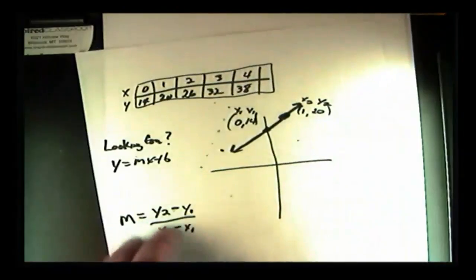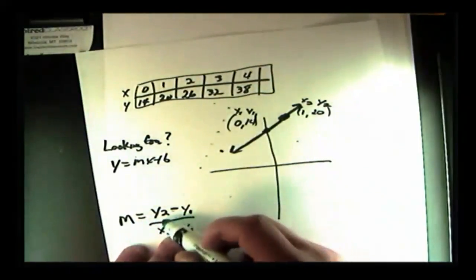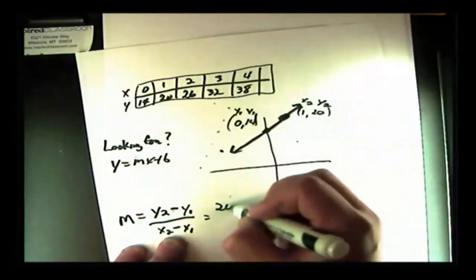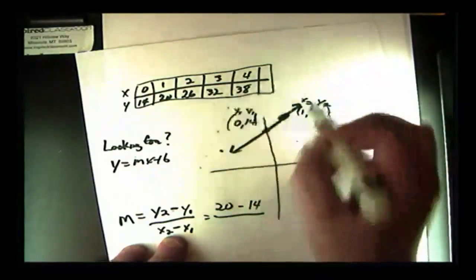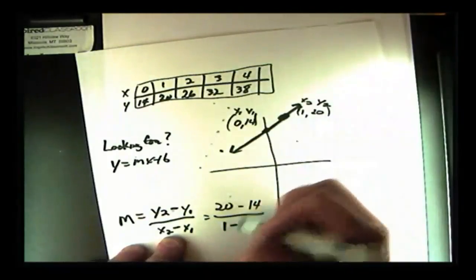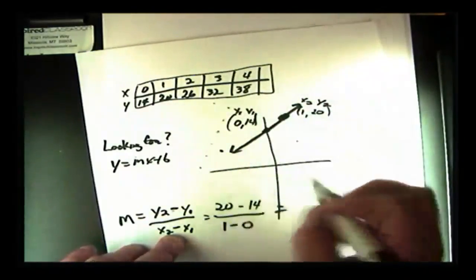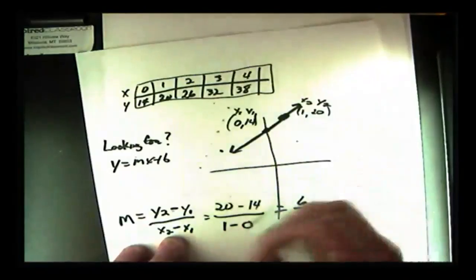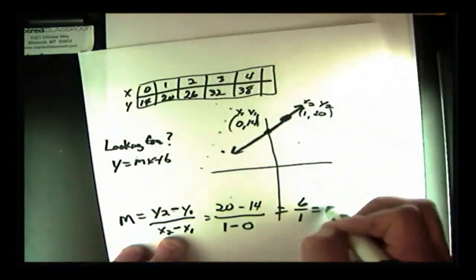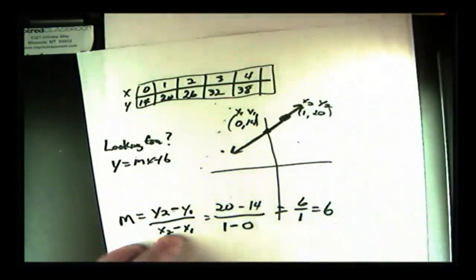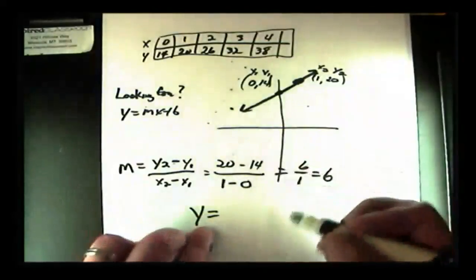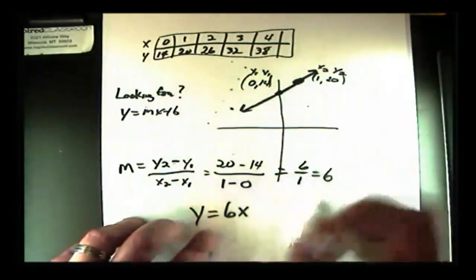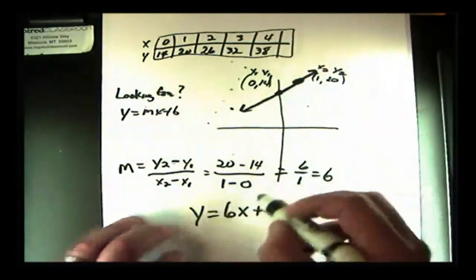And we're going to figure out our slope using this guy right here. So y2 is 20. Y1 was 14. And we're dividing it by x2, I'm sorry, which is 1, and x1 is 0. So 20 minus 14 is 6. 1 minus 0 is 1. And so we get m to equal 6. So now that I have my m, I can simply plug this into my equation. Y is equal to 6x plus 14.